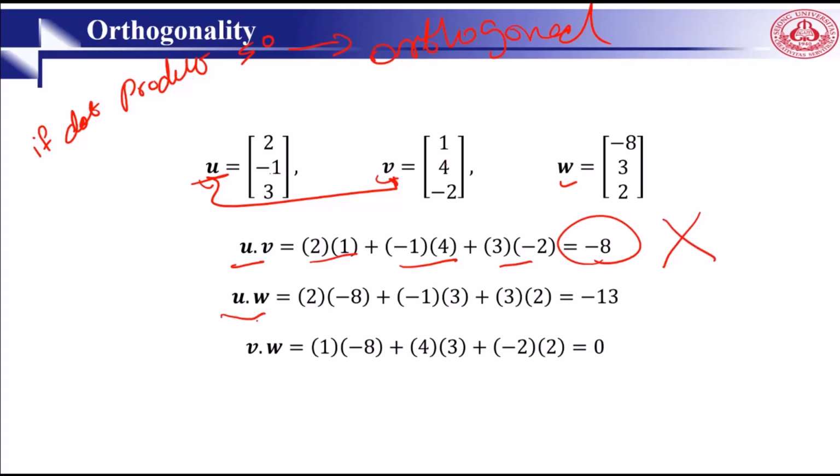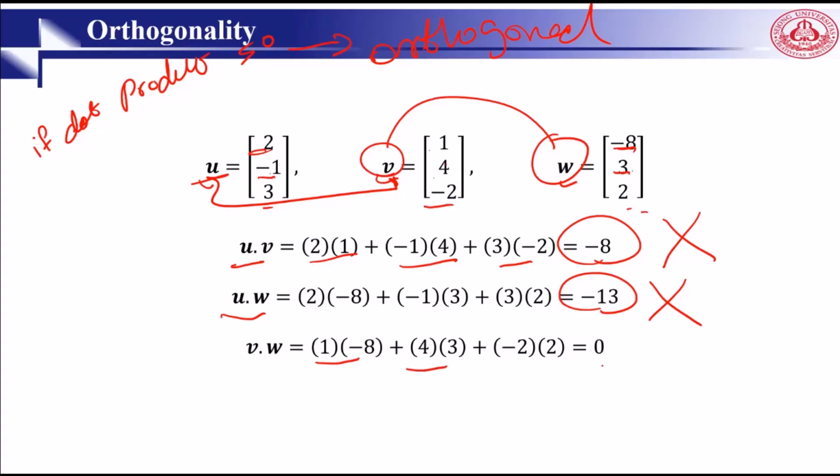Then we go for u and w: 2 and minus 8, minus 1 and 3, 3 and 2. Again, not orthogonal to each other. Then we go for v and w: 1 by minus 8, 4 by 3, minus 2 by 2, which is 0. So we conclude that v and w are orthogonal.